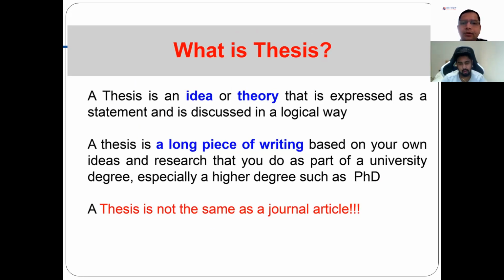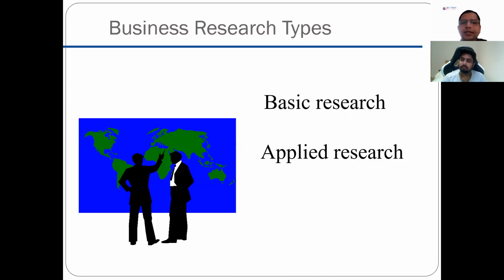A thesis is an idea or theory that is expressed as a statement and discussed in a logical way. A thesis is a long piece of writing based on your own ideas and research that you do as part of the university degree, especially during your higher degrees, such as your master's or PhD. So a thesis or dissertation is not the same as a journal article. A journal article is basically a very short form, particularly focused on a specific topic. So that is all about the research.